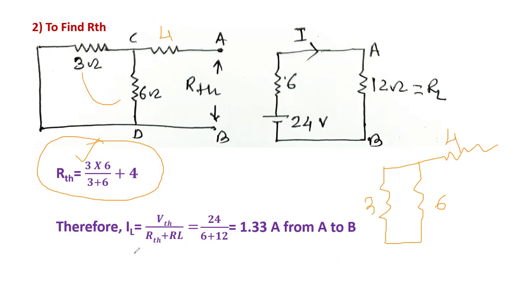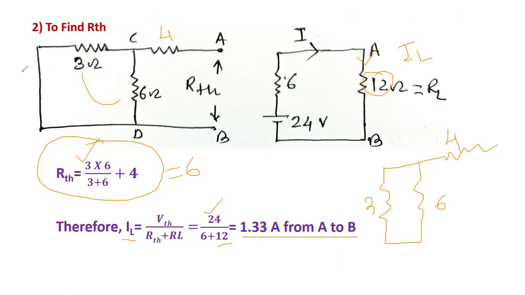As per the formula, load current IL is equal to VTH upon RTH plus RL. The value of VTH we find out is 24. The value of RTH we find out, that is 6. Then put the value of load resistance RL, that is 12 ohm. After putting this, you will get the value 1.33 ampere between the points A and B. That is, the current IL passing through the load resistor RL is 1.33.